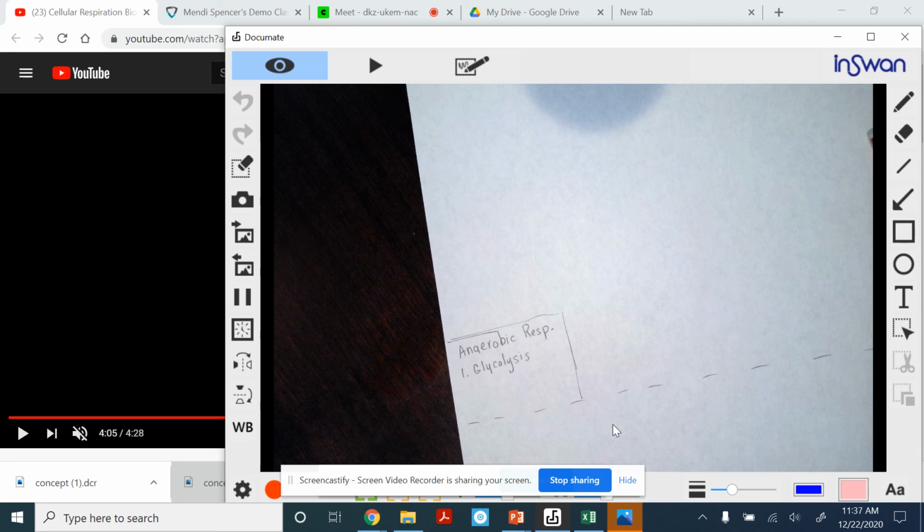All organisms can do glycolysis, which indicates common ancestry. Glycolysis doesn't take an organelle. Remember, it just happens in the cytoplasm. So even bacteria do glycolysis. It looks just like our glycolysis.